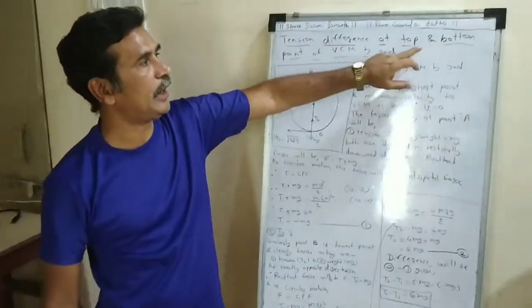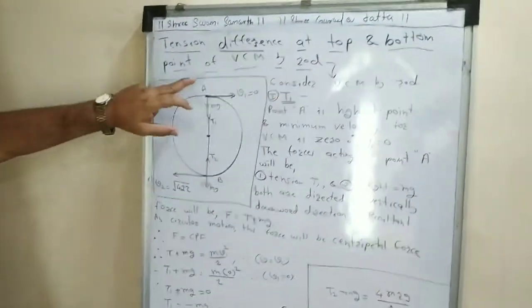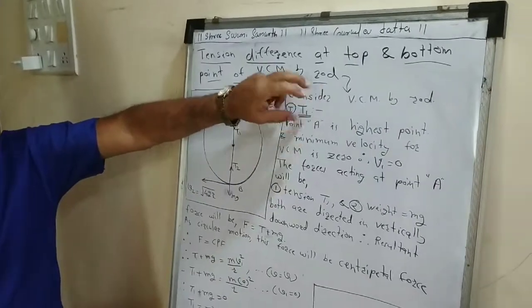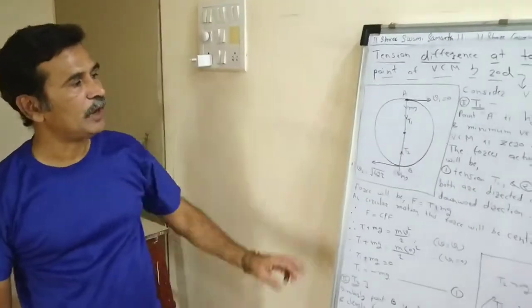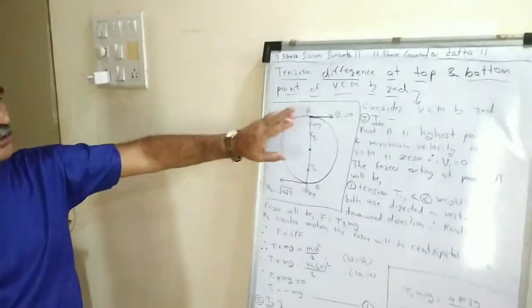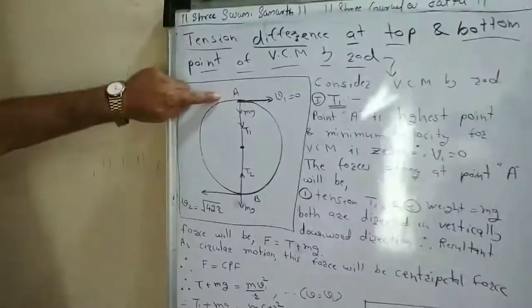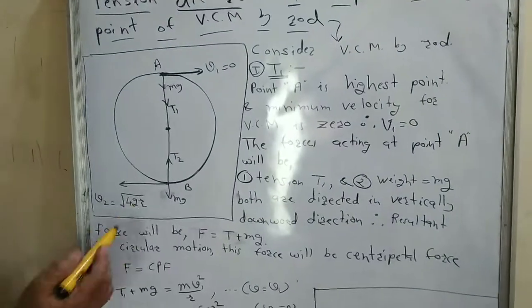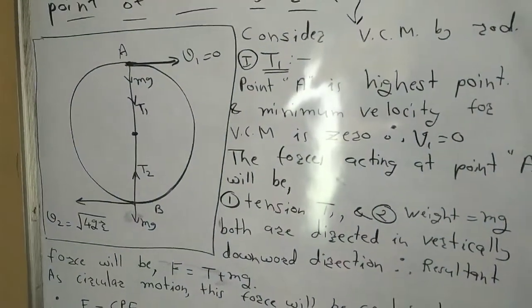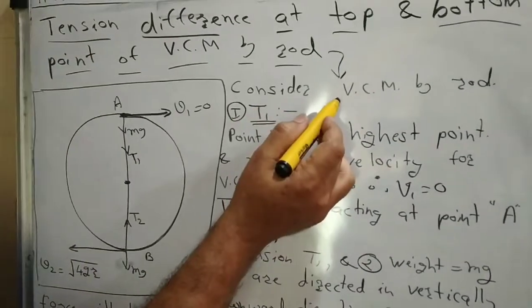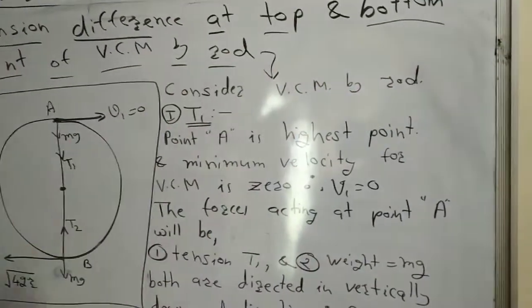At the top point and at the bottom point of VCM by rod. So in place of string, the word is rod. So some changes are there. Again we require a diagram. In this diagram, point A is the topmost point, point B is the lowest point. So consider vertical circular motion by rod.